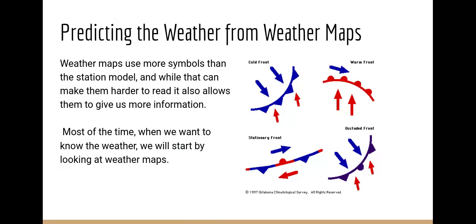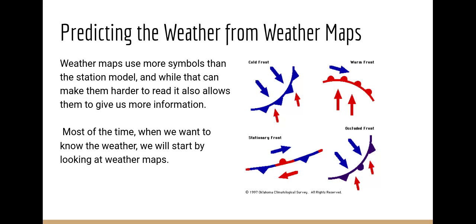So how do we predict the weather from weather maps? Weather maps use more symbols than just the station model. And while that can make it harder for us to read, it also gives us more information that we need to know. Most of the time when we want to know the weather, we will start by looking at weather maps.